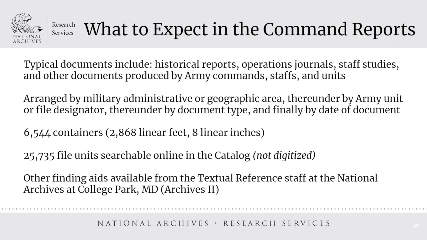This series includes a variety of documents, like historical reports and operations journals. While there may be an occasional photograph or map mixed in, these are, by and large, regular textual records, so you should not expect to find other types of records here, although you may be surprised by what you find. As you can see, this is quite an extensive series of records with over 6,500 boxes. Luckily, the individual file units or folder titles are listed and searchable in the National Archives catalog.